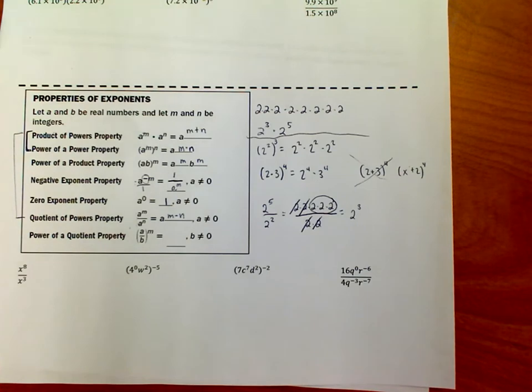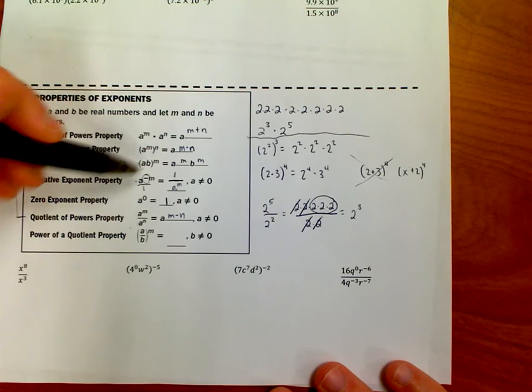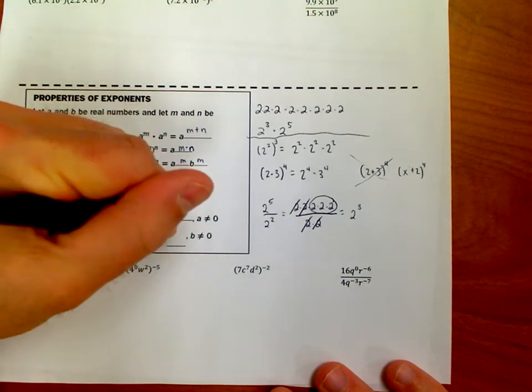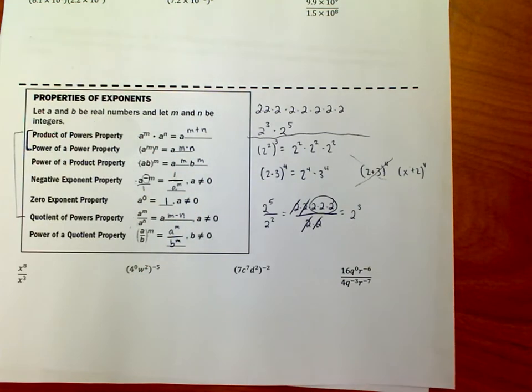Okay. Last thing here, I have 2 things inside the parentheses and I can distribute out the m. Well, I can do the same thing here. I can say that this is a to the m over b to the m. Okay. So there's your basic 7 rules.